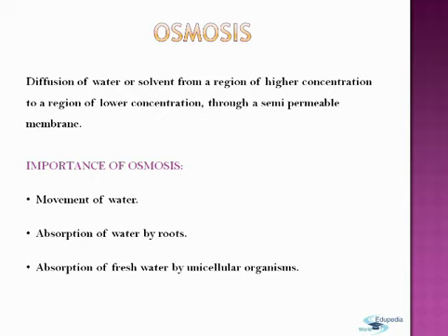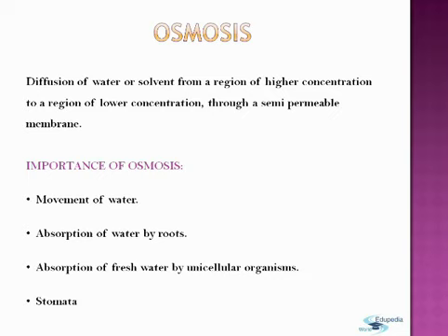Secondly, when we put water in the plants, we just put it in the roots. Now what does this water do? The roots which are deficient in water do not have that much water, so they absorb water from the external environment, and similarly the cells which have more water give water to the other cells. Thirdly, it also helps in the absorption of fresh water by unicellular organisms. The organisms which are made up of only one cell, if they require water, osmosis helps in its absorption.